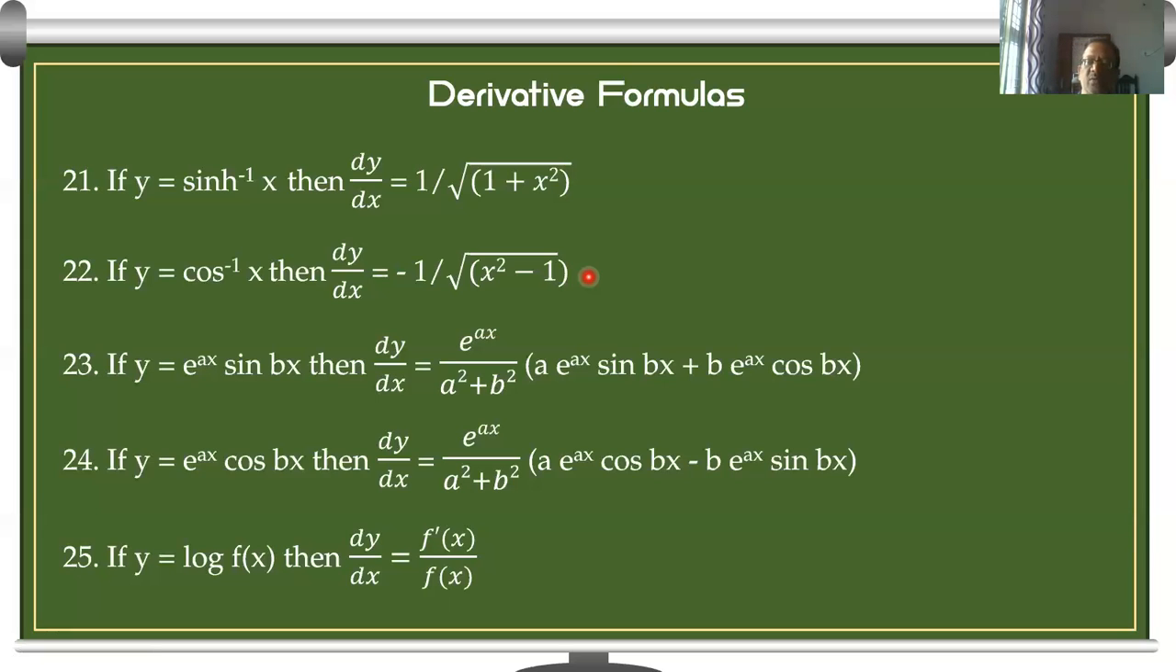And the next, y equal to e power ax into sine bx. It is also one of the important formulas. What is the value? Dy by dx equal to e power ax by a square plus b square, a into e power ax sine bx minus b into e power ax cos bx. And the next, y equal to e power ax into cos bx, then dy by dx equal to e power ax by a square plus b square, a into e power ax cos bx plus b into e power ax sine bx. These two formulas are important formulas.